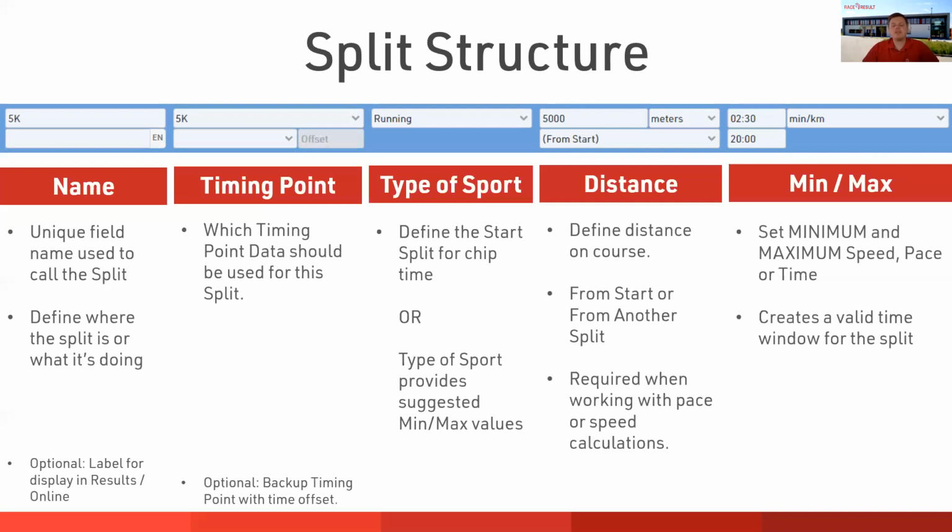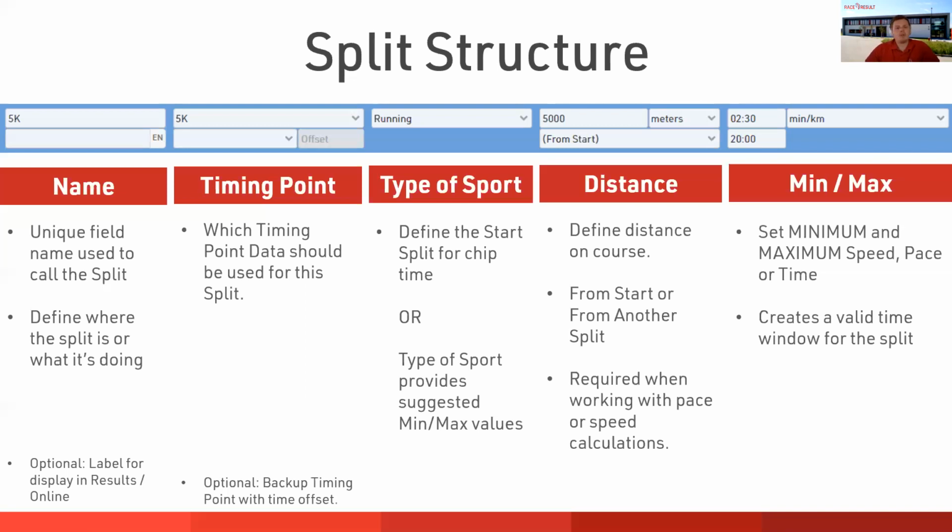The third option is the type of sport. And there's only one type of sport that really matters, and that is the type called "this is the start." With "this is the start," you define the start split for the chip time, as we've seen on a previous slide. If you choose any other type of sport, then it will provide suggested min-max values for the column on the most right.